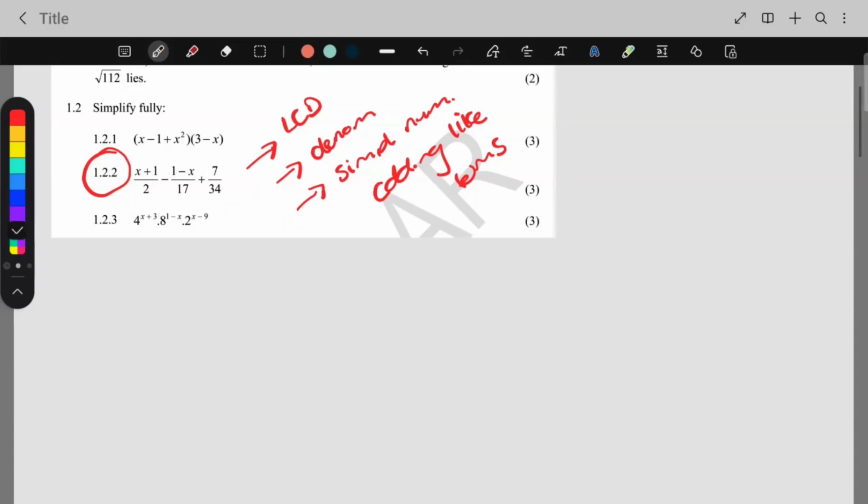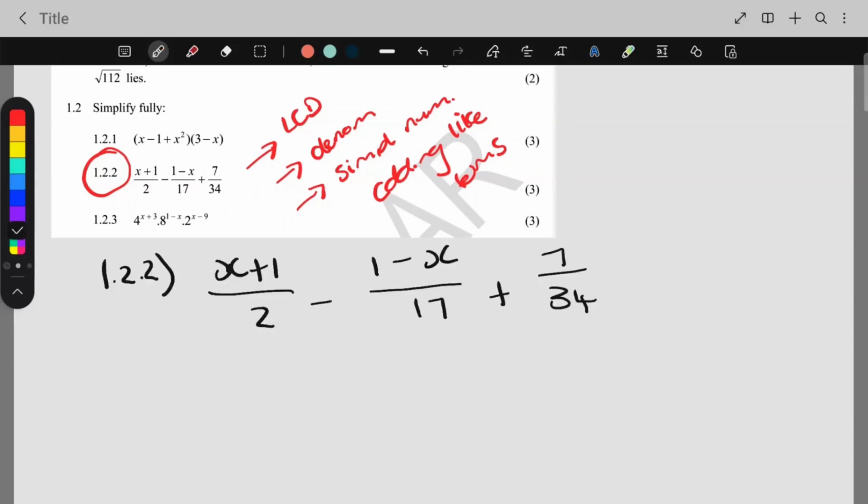So I'm going to write the question down. So let's find the LCD. So we're doing this. So the LCD, you look at the biggest number. So our biggest number is 34. So I'm going to start there. 34 is my first option. So I'm going to ask, does 2 go into 34? Yes. Does 17 go into 34? Yes. Does 34 go into 34? Yes. So 34 is my LCD.